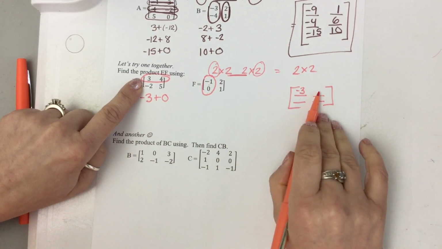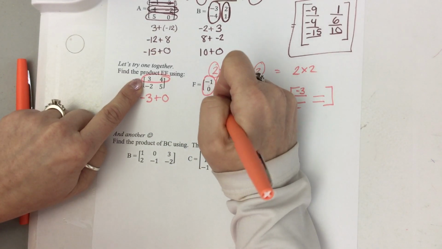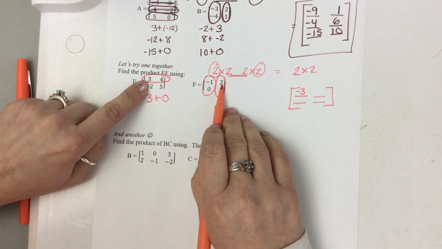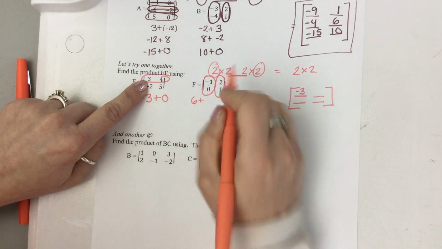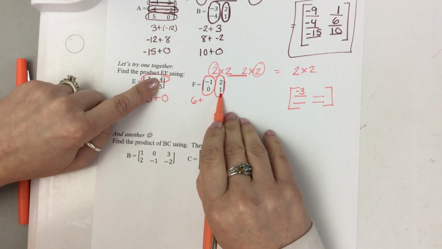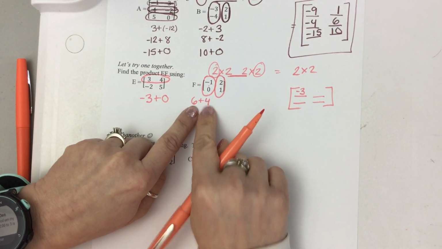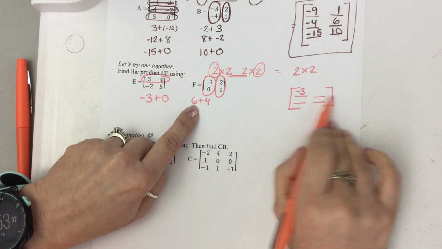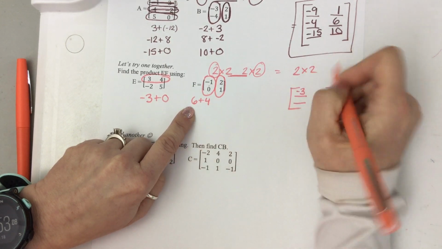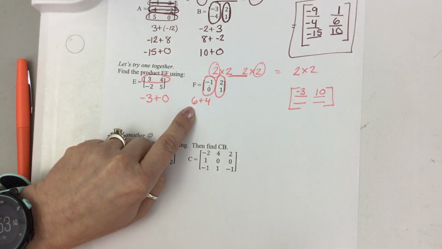I stay at the top until I have all the numbers, so now I shift over to the second column. 3 times 2 is 6, plus, shift over, shift down. 4 times 1 is 4. Add. This is going to be row 1, column 2. 6 plus 4 is 10.